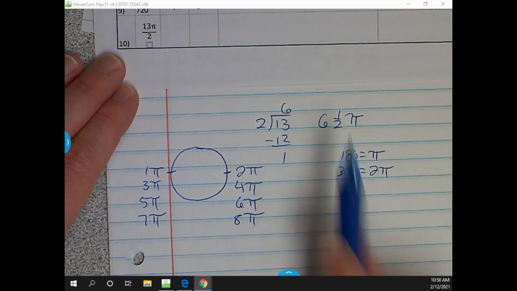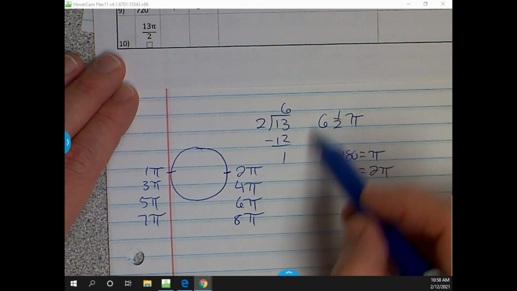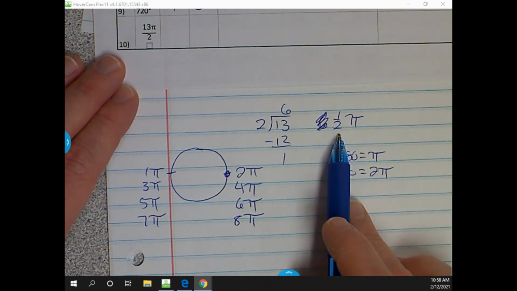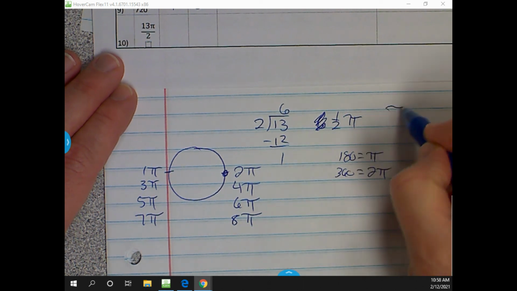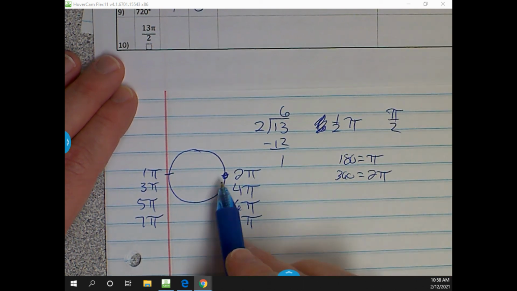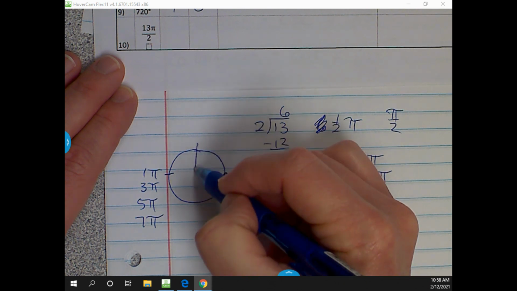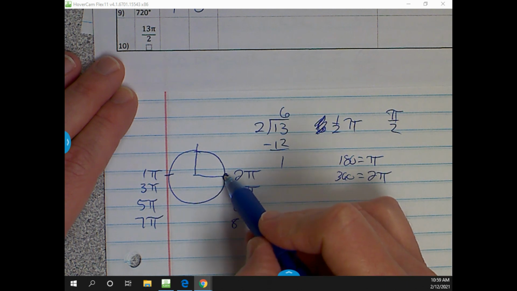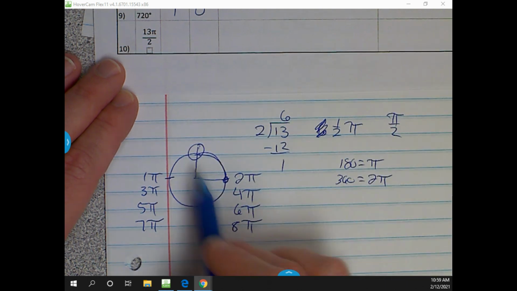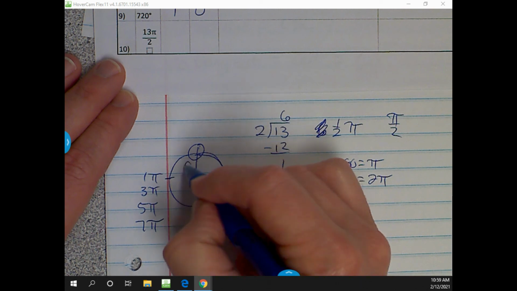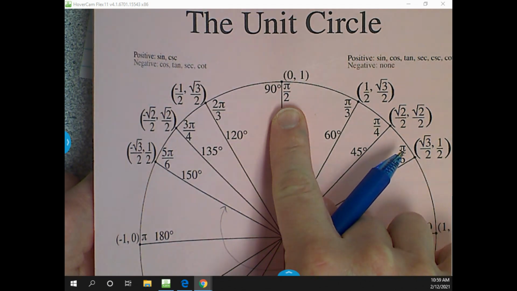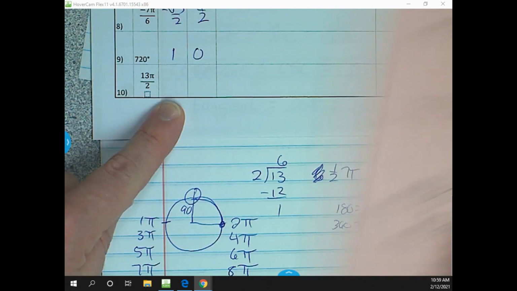Okay, so if it's 6.5 pi, if it was just 6 pi, that's going to get you back to here. And then I've got to go a half pi more, which is really pi over 2. Well, the next number that's pi over 2 is right here. So if we go 6 pi, that puts us back here. Then we go to the next pi over 2 number. That's going to put us right here. So this would be the same thing as 90 degrees that we're looking for. So 13 pi over 2, if we kept going around the circle, is eventually going to wind up right back here, 0, 1 for the cosine and the sine.